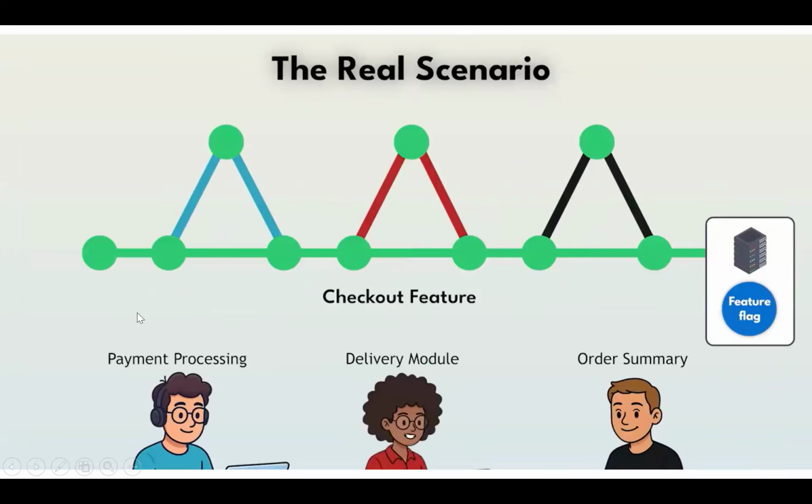Like anything related to payment processing, delivery module, order summary, every setup has a different alignment. Means for payment processing, this branch will be used. For delivery modules, this branch will be used. And for order summary, this branch will be used. It's like that. So that's how it works.